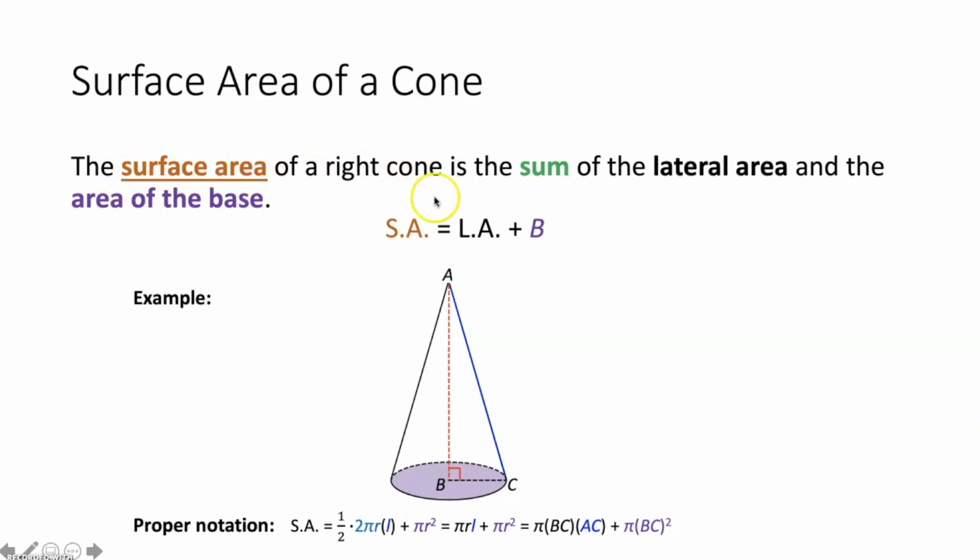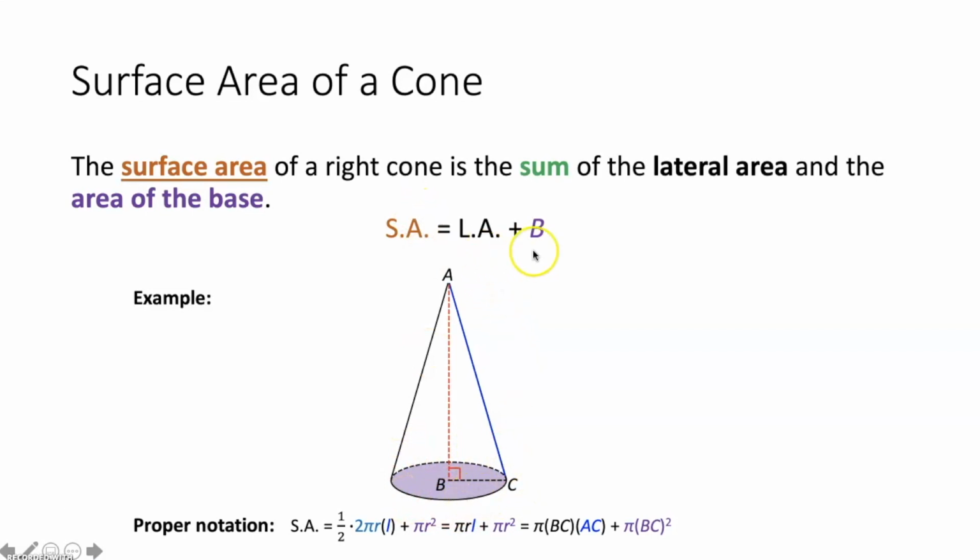So the surface area of a right cone is the sum of the lateral area and the area of the base, or surface area is equal to the lateral area plus the area of the base, capital B. Now remember, this is the exact same surface area formula as the surface area for a pyramid. The only difference this time is we have a circular base.